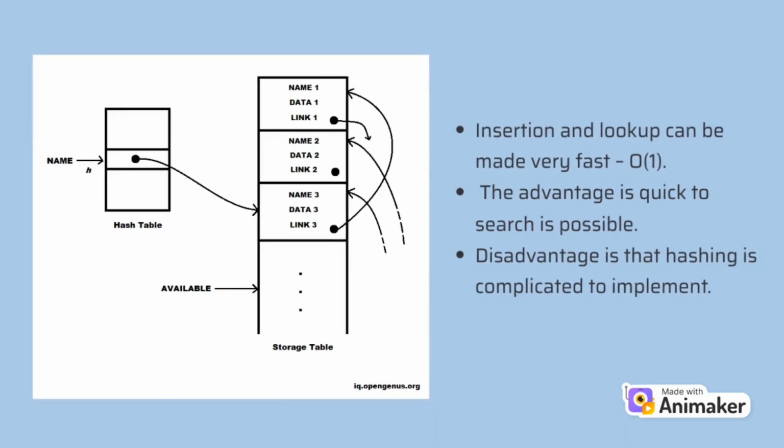Insertion and lookup can be made very fast, that is O(1), and the advantage is that it is quick to search as possible, and the disadvantage is that hashing is complicated to implement.